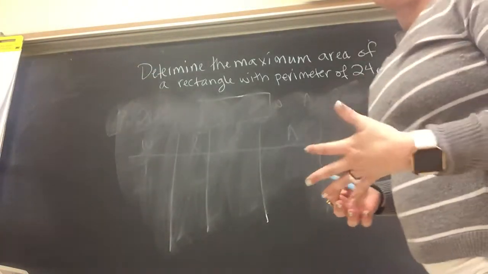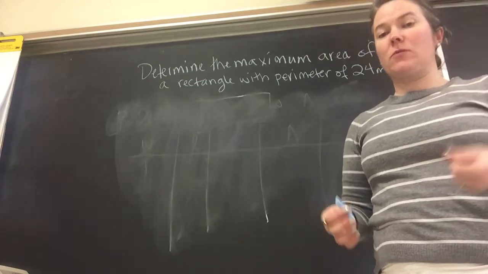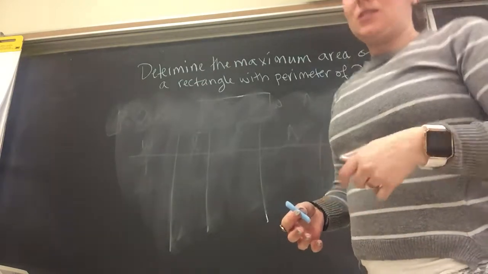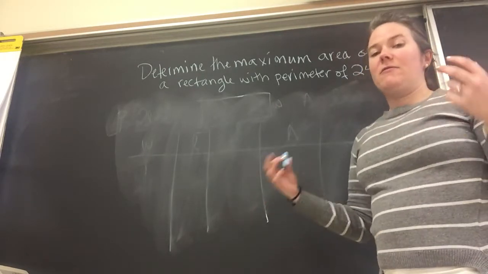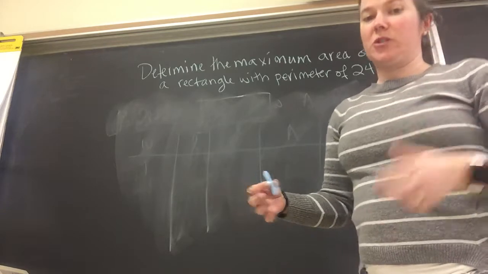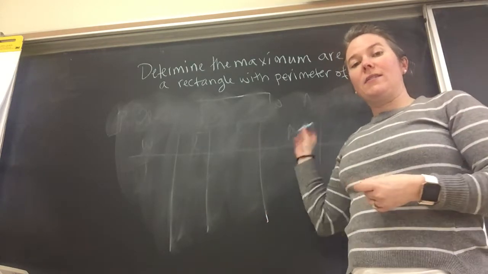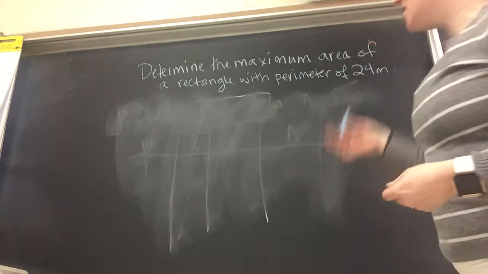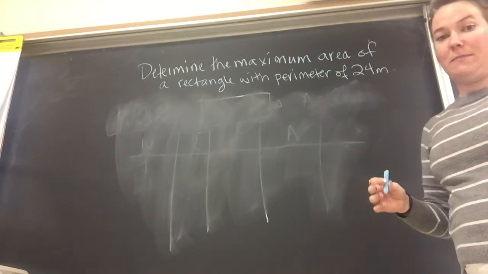Okay, so we're going to talk about determining a maximum area when there is a fixed perimeter. This is a phase of optimization. Optimizing basically means finding the best values or dimensions for your shape. In this case, we're looking for the largest area when the perimeter has to be a certain value. Our question says, determine the maximum area of a rectangle with a perimeter of 24 meters.